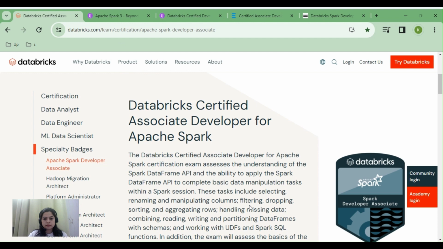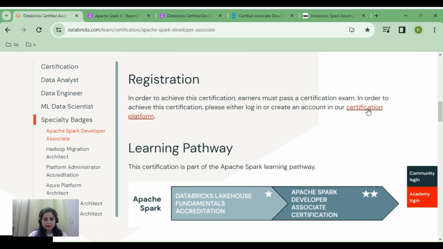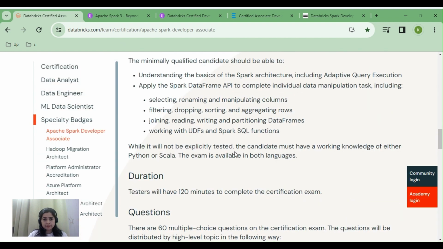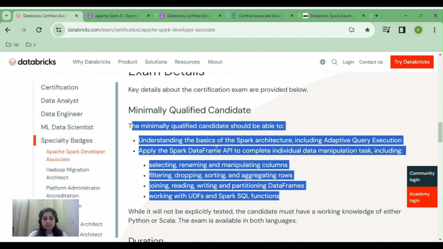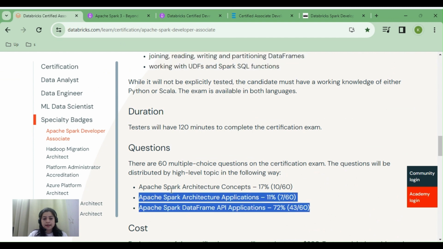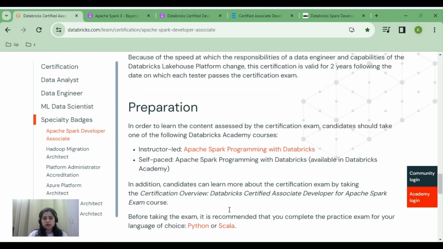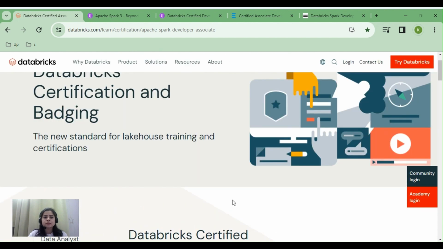So let's get started. This is the Databricks site from where you can register for the exam from this link, and I'll highly recommend you to go through this page once, like learning about the minimum qualification that you need, what kind of questions would be asked, and what is the distribution of the questionnaire. There will be 60 multiple choice questions, and you'd be given 120 minutes. The passing score is 70% for the exam, and also you will be given two test aids. Basically, one is the API documentation and the second one is the digital notepad. Just go through this page once. This helps to understand the exam structure and all.